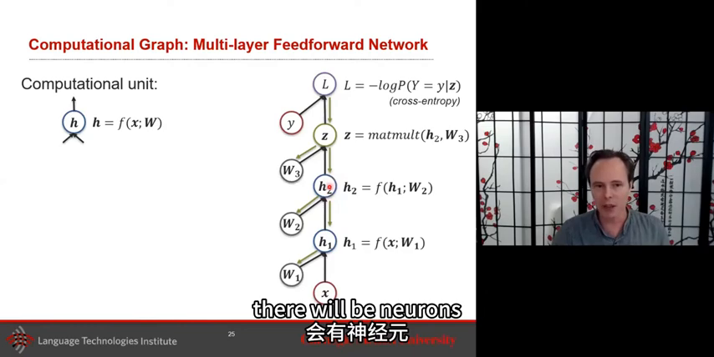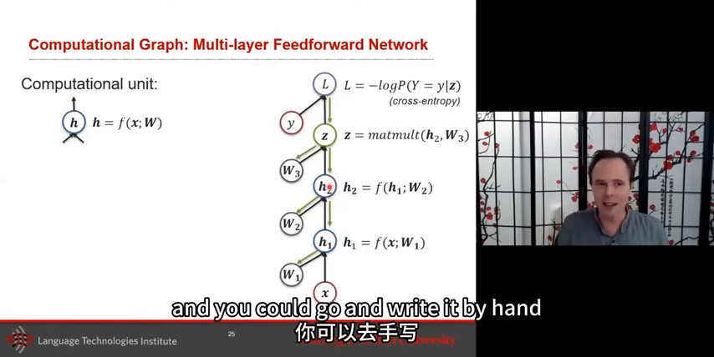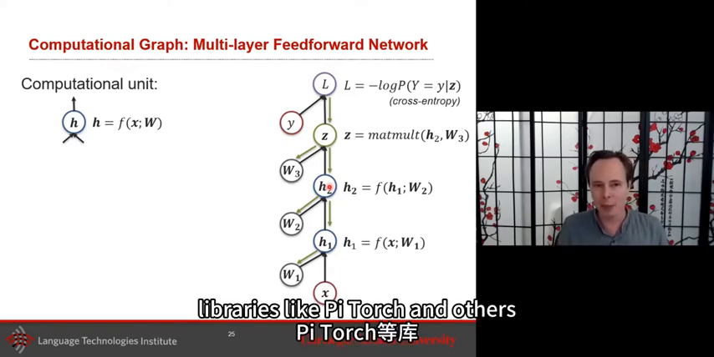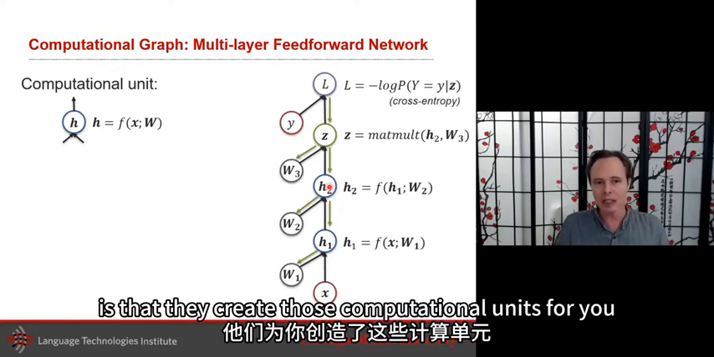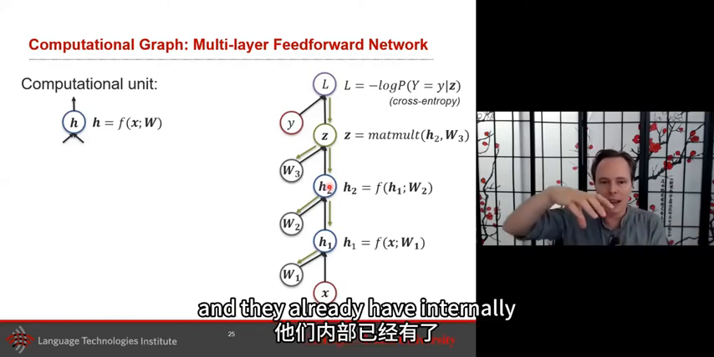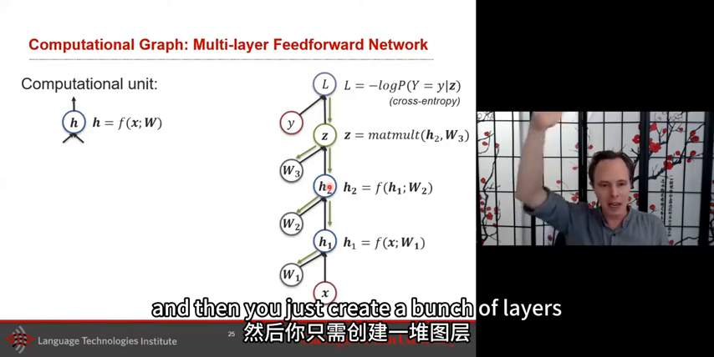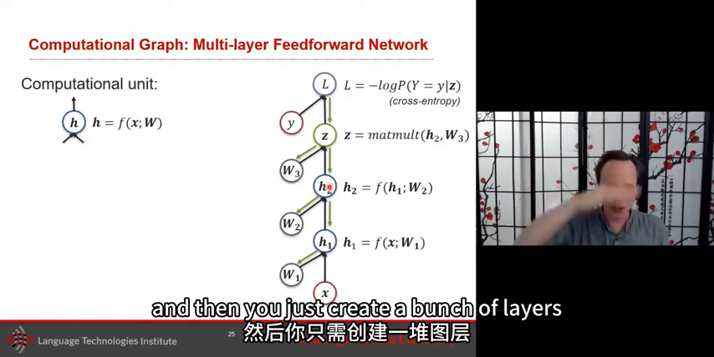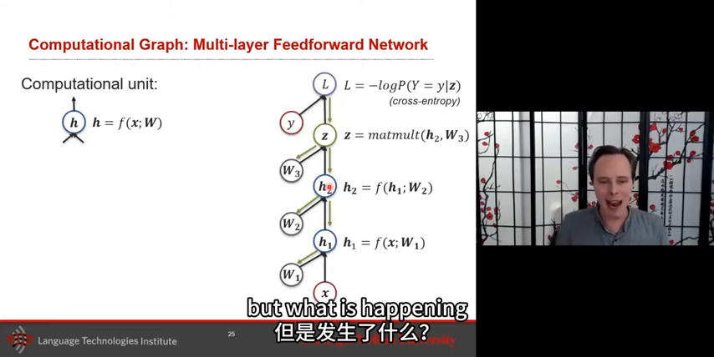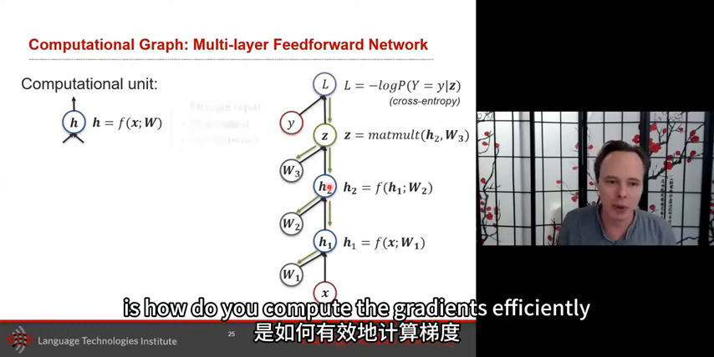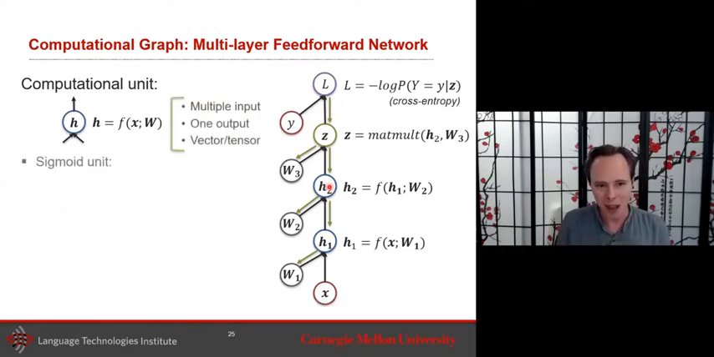There will be neurons, and you could go and write it by hand. What's really nice with libraries like PyTorch and others is that they create those computational units for you, and they already have internally the knowledge of the gradients, and then you just create a bunch of layers. But what is the hardest for a lot of this is how to compute the gradients efficiently.